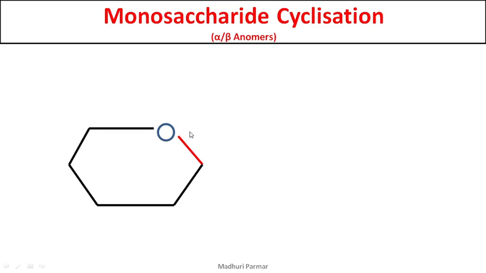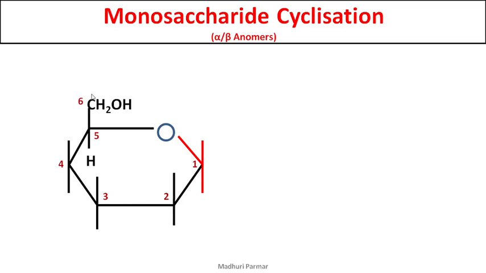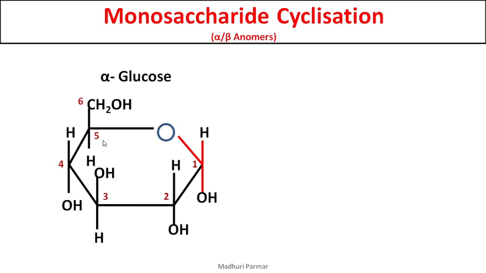Then draw some vertical lines like this and number it. This will be carbon number 1, 2, 3, 4, 5, and the sixth carbon, the CH2OH, will be outside. Now just place the OH, H, OH, and the opposite ones, and here you have what is called alpha glucose. Here you have a glucose molecule.